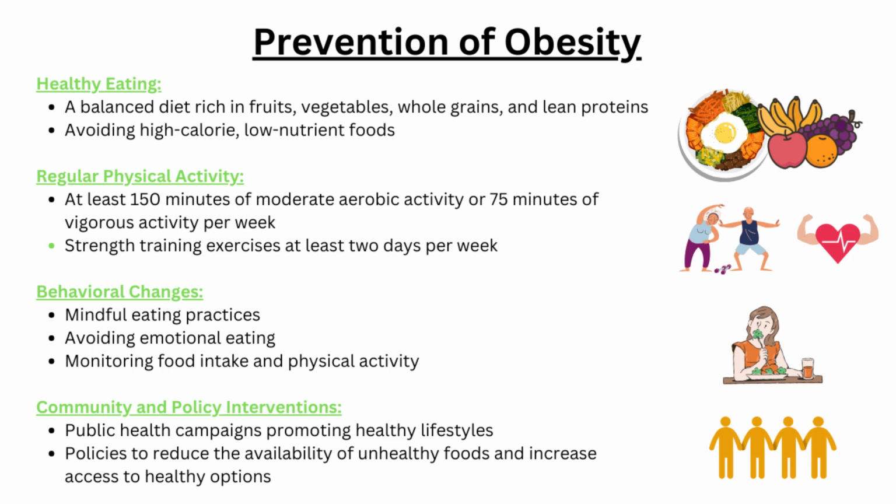Engaging in regular physical activity is also important, with recommendations of at least 150 minutes of moderate aerobic activity or 75 minutes of vigorous activity per week, along with strength training exercises at least twice a week. Behavioral changes, such as practicing mindful eating, avoiding emotional eating, and monitoring both food intake and physical activity, can further support prevention efforts. Additionally, community and policy interventions, including public health campaigns promoting healthy lifestyles and policies designed to reduce the availability of unhealthy foods while increasing access to healthier options, play a significant role in addressing obesity on a larger scale.